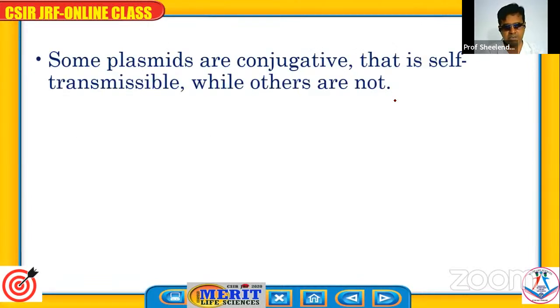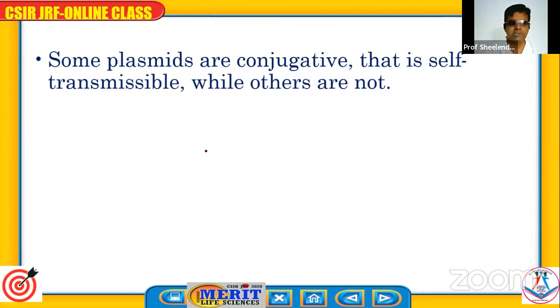So before studying these mechanisms, you must know the details about the plasmid. What are the different types of plasmid, how they are going to be operative, and how they are acting? What is their nature? What are the different types of plasmids? All these you must know about.